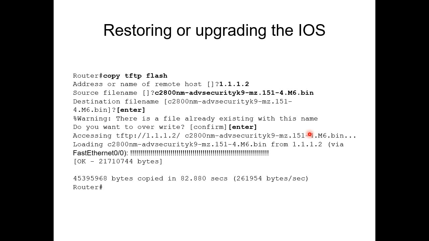The protocol then wants to know what is the IP address of your TFTP server, in this case 1.1.1.2, and then what is the source file name that you're copying from the server, and that's that c28.bin file, this big long name right here. Again, we're copying it from TFTP at 1.1.1.2 to flash, which is a form of memory in our router.